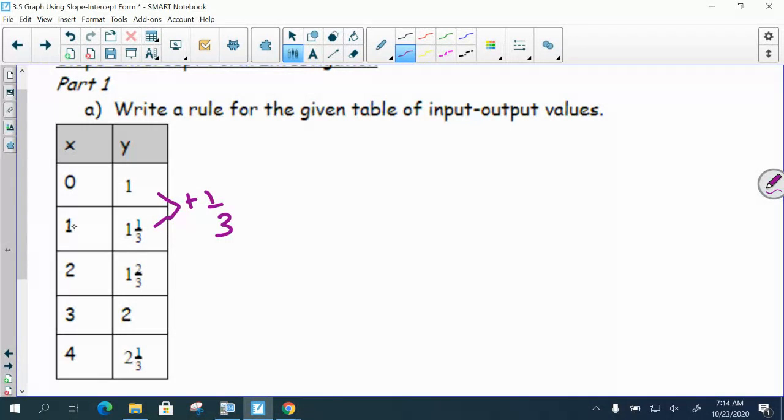Okay, but you can't just do y equals 1/3 x, because 1 times 1/3 is not 1 1/3. So what we have to do is we have to also add 1. So if you plugged in 0 for x, you'd get 1/3 times 0, which is 0, and then plus 1, which is 1, which is what the y value is.